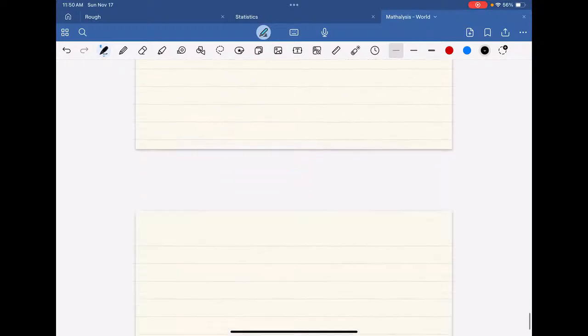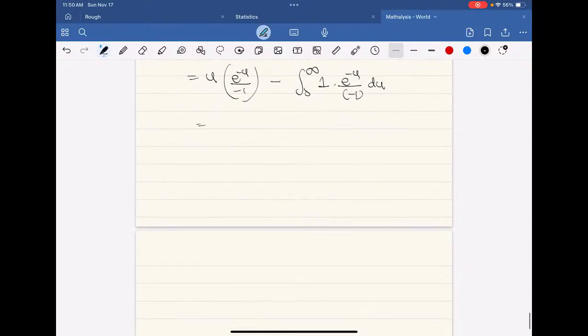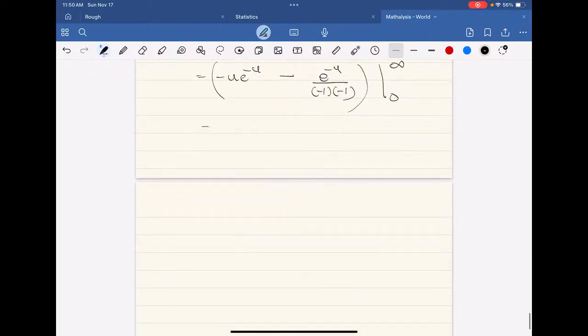Now again over here we have minus u e to the power minus u minus. Now for this one, again, if I integrate e to the power minus u, I'll just have e to the power minus u divided by minus 1, right? And there's already a minus 1. So this is our integral. And the limits were from 0 to infinity, right? For this entire thing. So now we have minus u e to the power minus u minus e to the power minus u going from 0 to infinity.